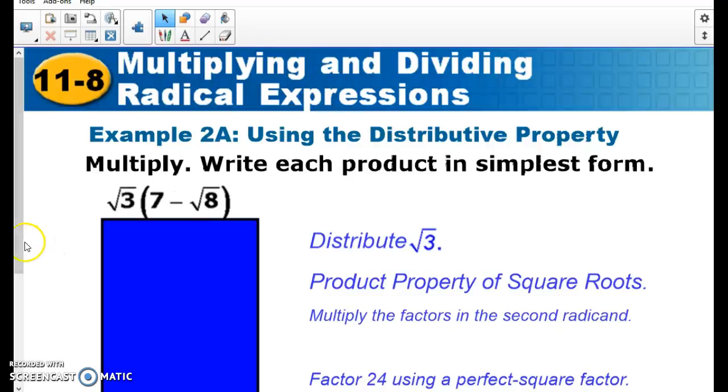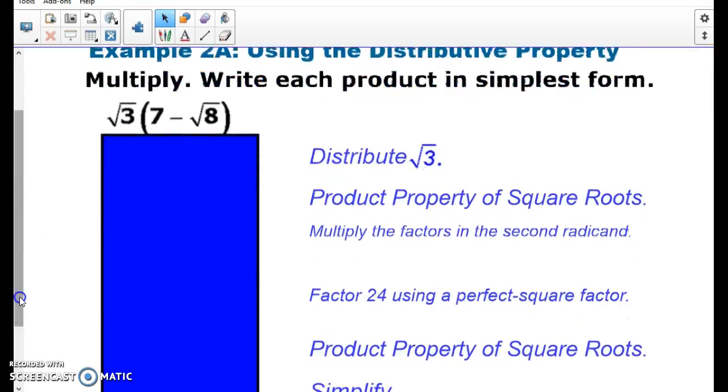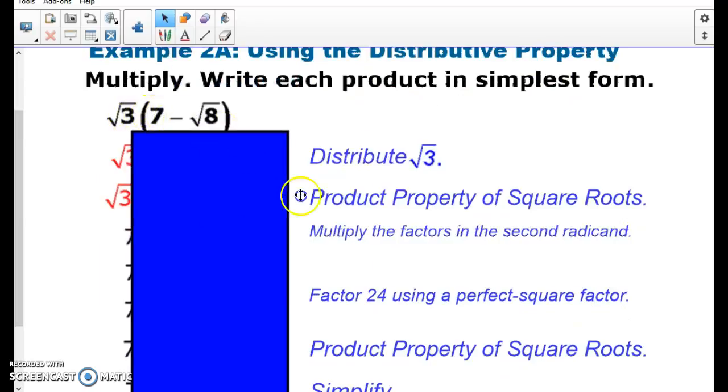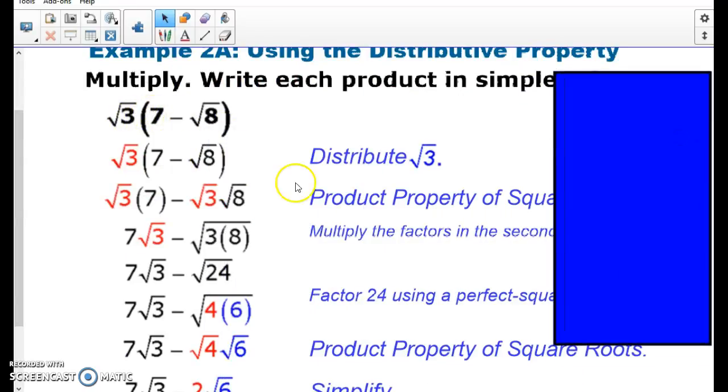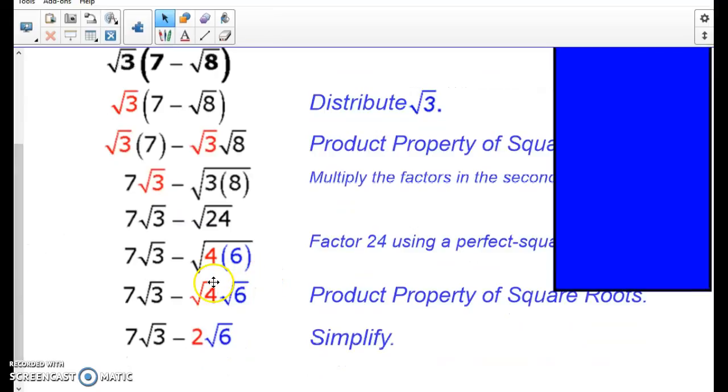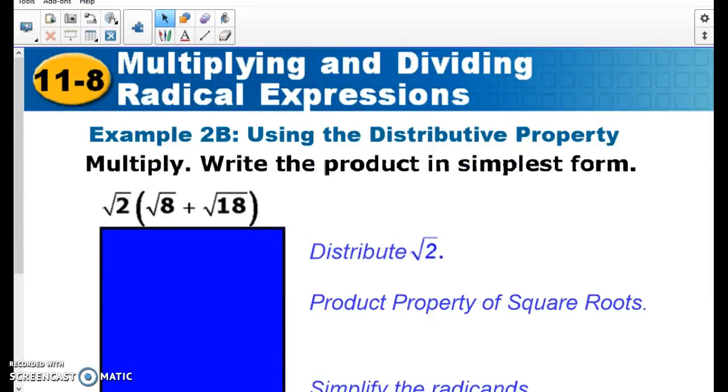Some problems are going to look like this, where I need to distribute first. So if I have square root of 3 times 7 minus root 8, I have to multiply all those out. So this is going to become 7 root 3 minus square root of 24, because it's square root of 3 and 8. And that's going to split up into 6 and 4. And we know the square root of 4 is 2. So this is going back to last section. We can't combine these. So 7 root 3 minus 2 root 6. So we've got to do some multiplication before we can solve those problems.